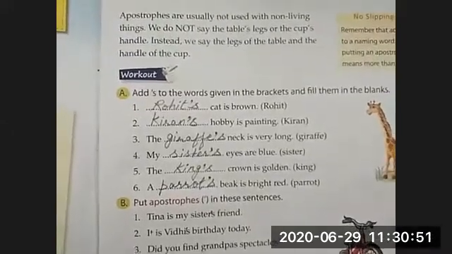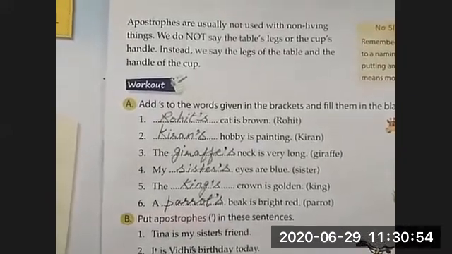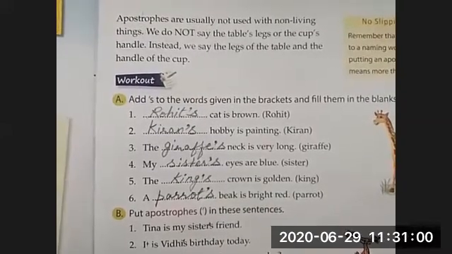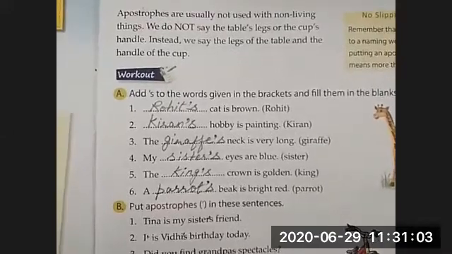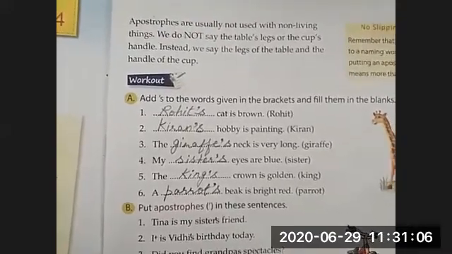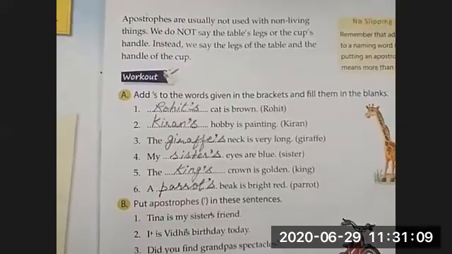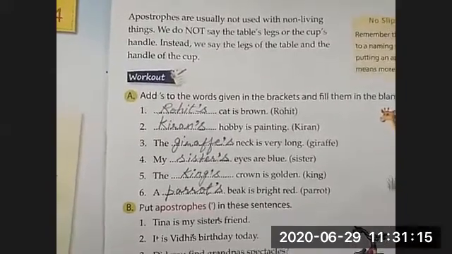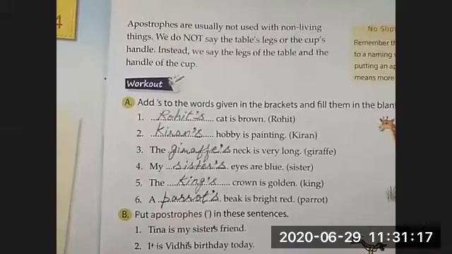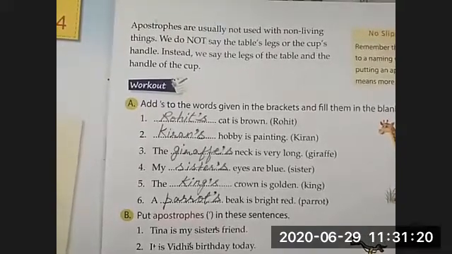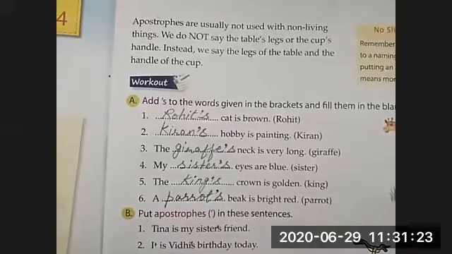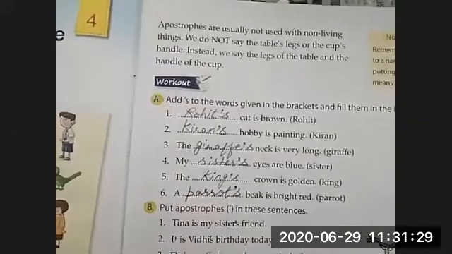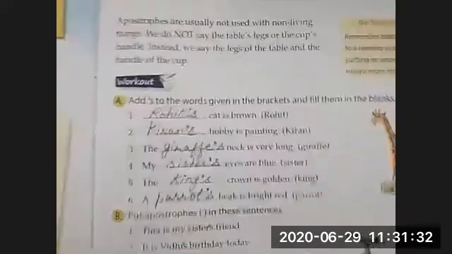Children, if you have completed, then show me your thumbs up. Ensure you don't play with your pencil. Very good, Aditya. Show me your thumbs up if you have completed. Very good. Okay, very good, Shruti. Very good, all of you.